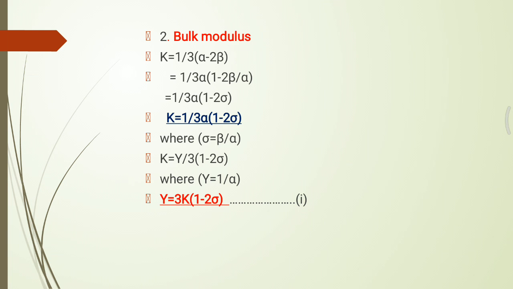Therefore, bulk modulus in terms of Poisson's ratio is given by K is equal to 1 by 3 alpha into 1 minus 2 sigma, and K is equal to y by 3 into 1 minus 2 sigma, where y is equal to 1 by alpha, that is the Young's modulus. Therefore, y is equal to 3k times 1 minus 2 sigma. This is Young's modulus in terms of Poisson's ratio, that is given by y is equal to 3k into 1 minus 2 sigma.